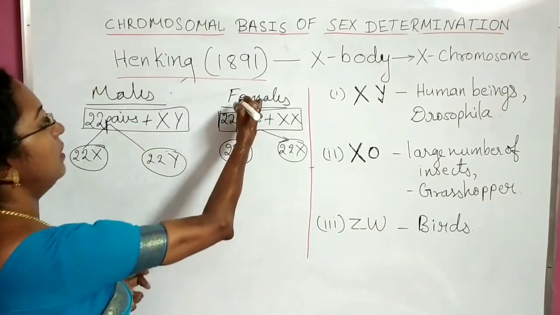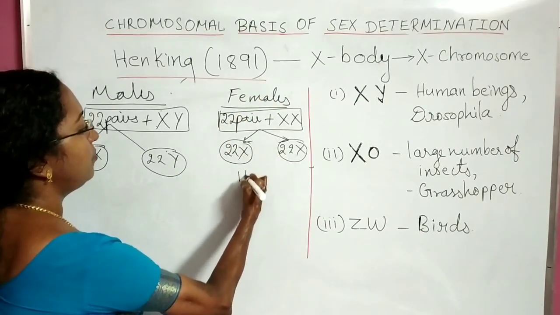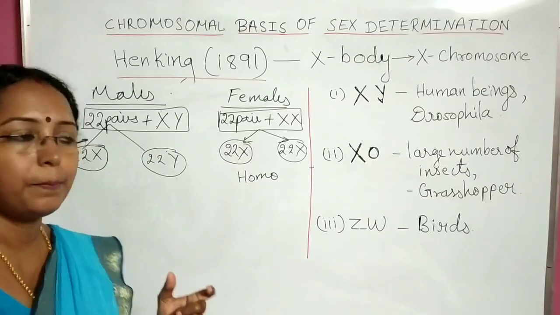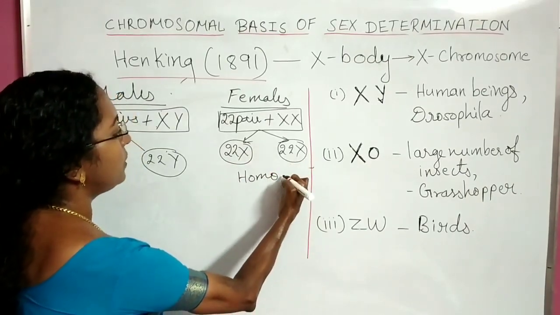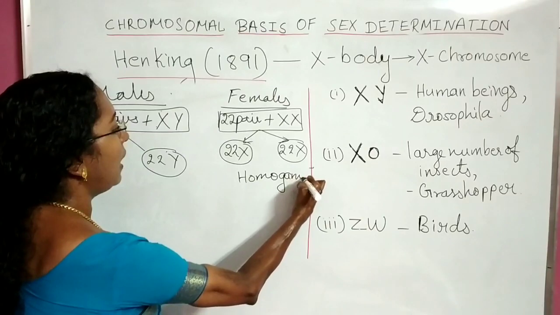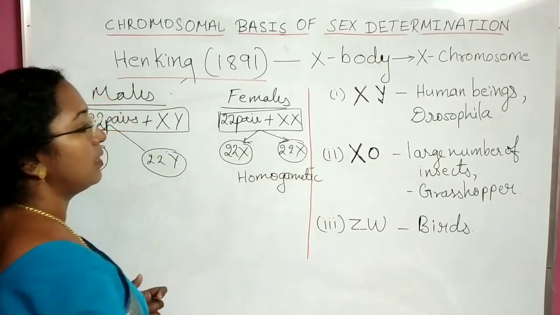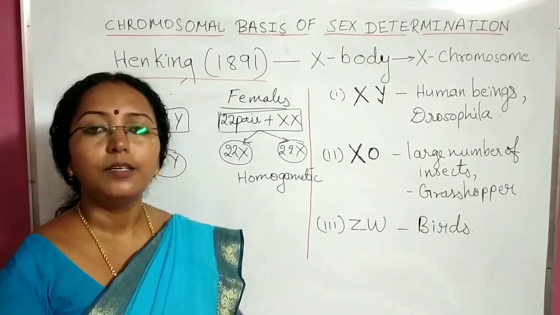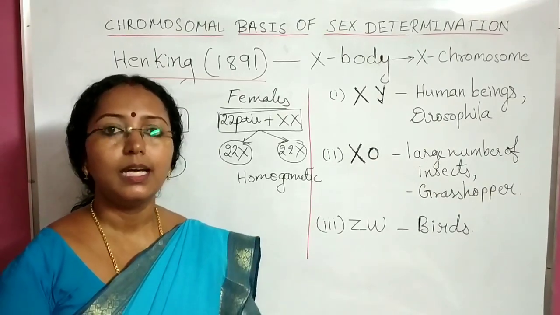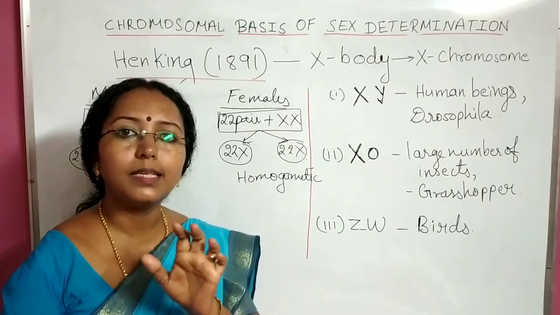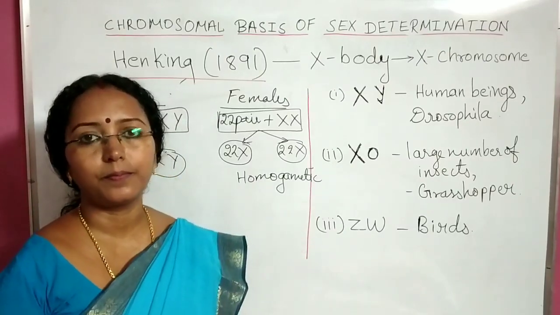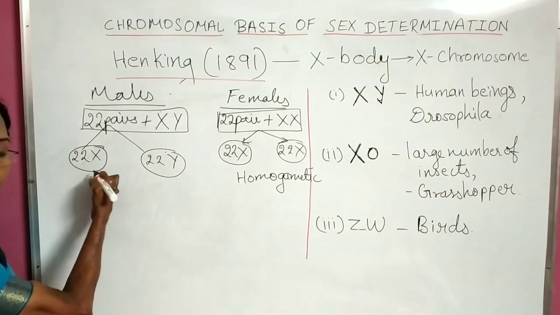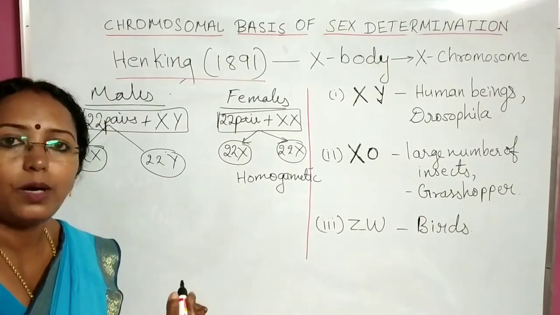So we say, in the case of human beings, females are homo. Homo means same. Same gametes, so we say homogametic. Homogametic in nature means females produce gametes and gametes are exactly the same in the case of chromosomes. But males, they produce gametes, one with 22X, another with 22Y.